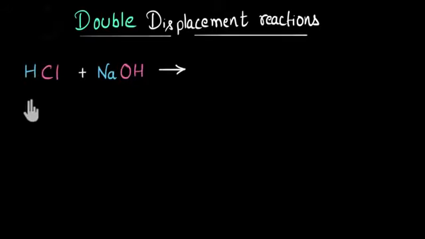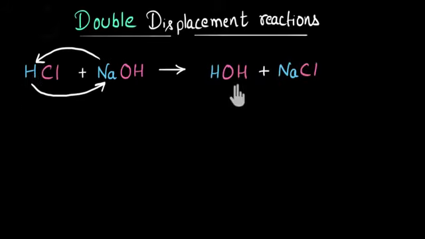Here I have hydrogen chloride and sodium hydroxide. When they react, it is going to be a double displacement reaction, meaning the ions are going to exchange position. Here the hydrogen ion is going to exchange position with the sodium ion, let's say. So hydrogen will displace or take the position of sodium and form HOH, or I can say H2O, which is water. And sodium will in turn take the position, displace hydrogen and form sodium chloride, NaCl. This is going to be our product: HOH or H2O, and sodium chloride.